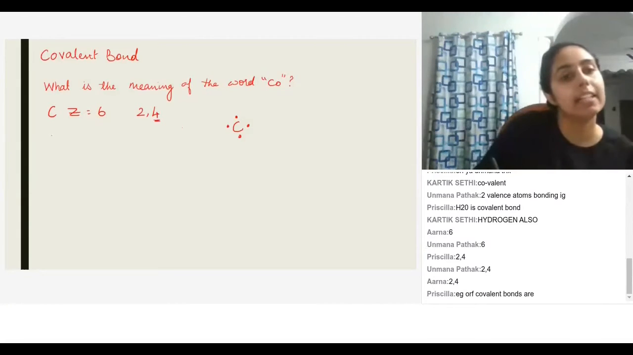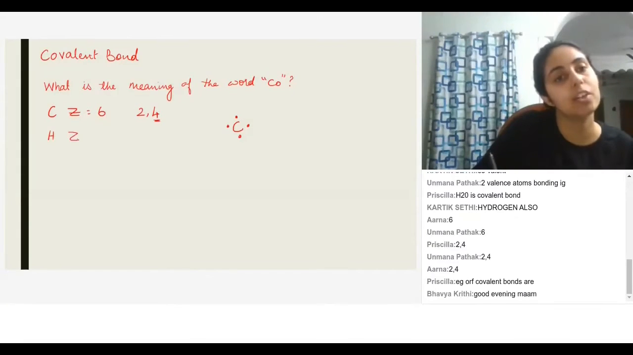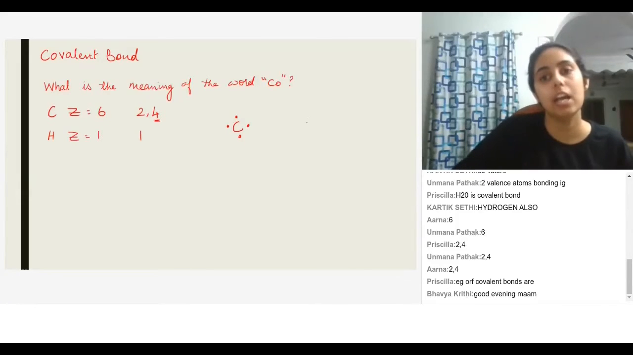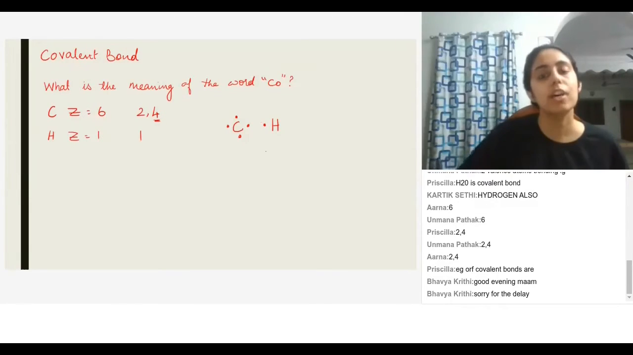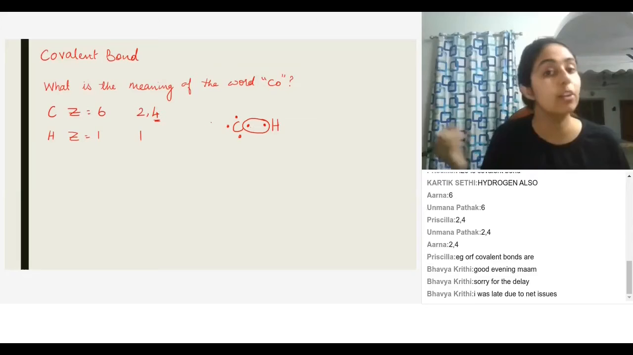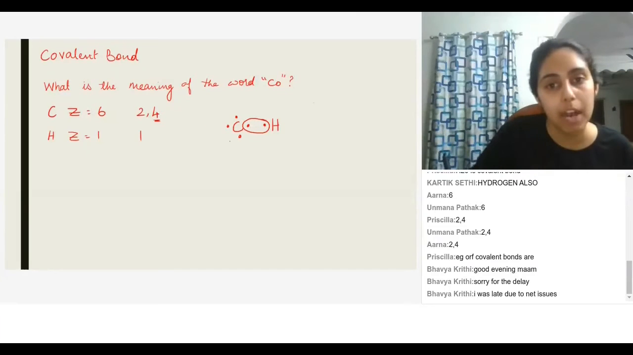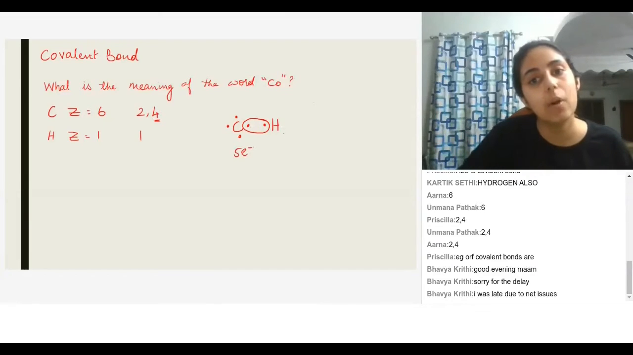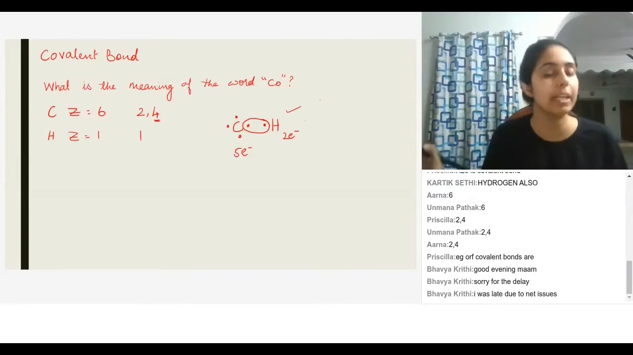Let me take another example, hydrogen. Hydrogen has atomic number 1 and its electronic configuration is 1. So I can just draw hydrogen with a dot. Now what hydrogen and carbon will do is share these electrons with each other. Carbon ends up having 5 electrons, 1, 2, 3, 4, 5, because hydrogen is sharing its electron. So carbon has 5 electrons and hydrogen now has 2 electrons. So hydrogen has completed its duplet configuration. I don't have to worry about hydrogen.